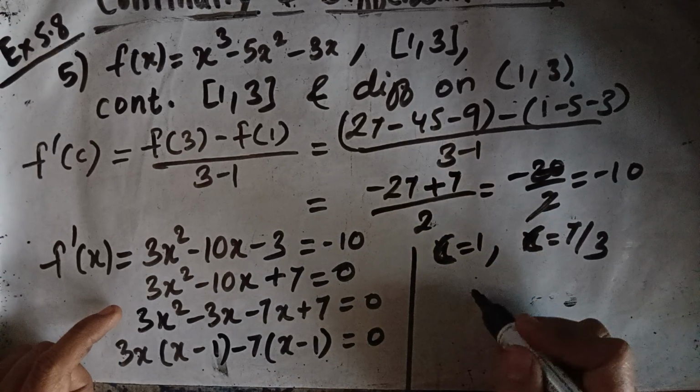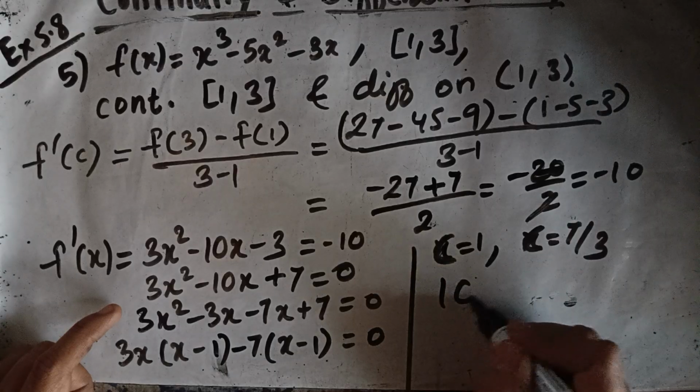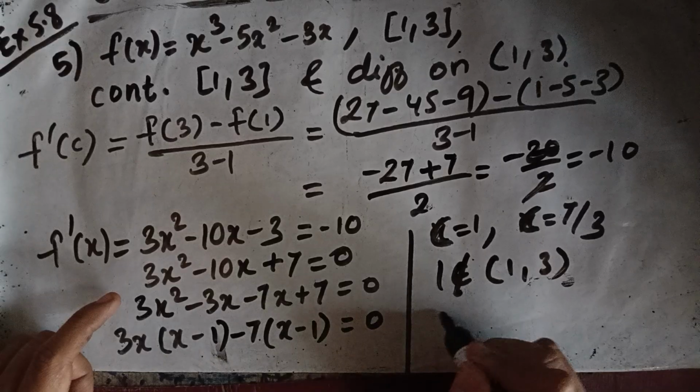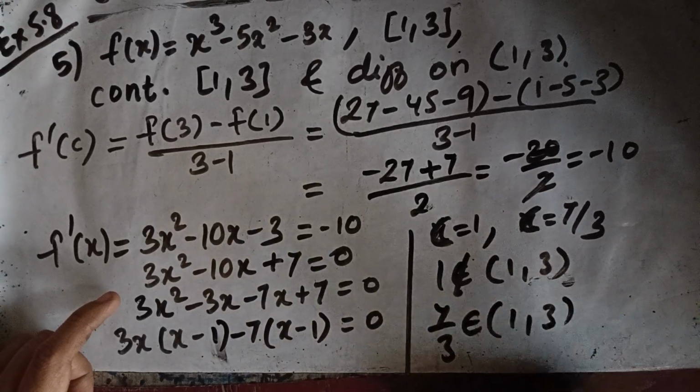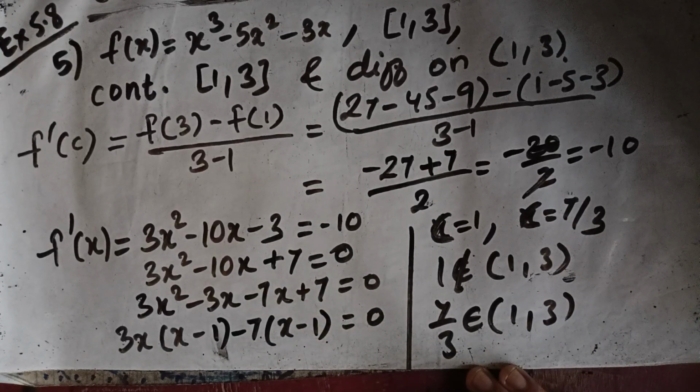Okay, both. 1 is not in the interval (1, 3). So we have to choose 7 by 3. So this is our c, for which f'(c) is 0.